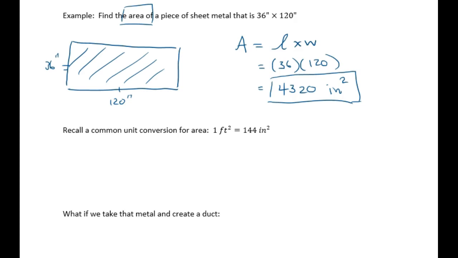So recall, a common unit conversion factor for area is that 1 foot squared is equivalent to 144 inches squared. Remember that 1 foot is equivalent to 12 inches, which means if we're looking at a squared unit, we have to make sure we square everything. So 1 foot squared is equivalent to 144 inches squared. So let's convert our area in inches squared to feet squared.